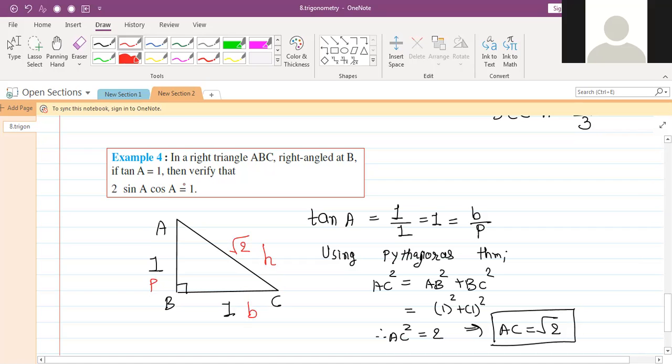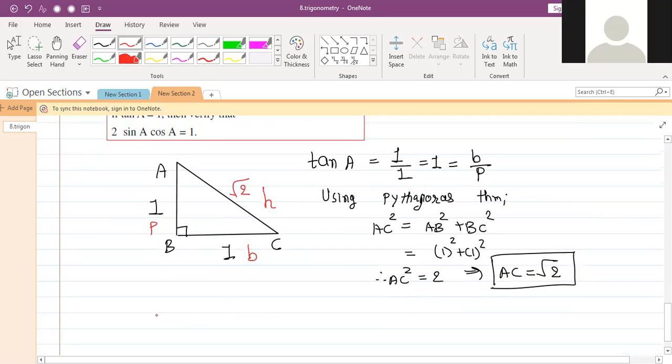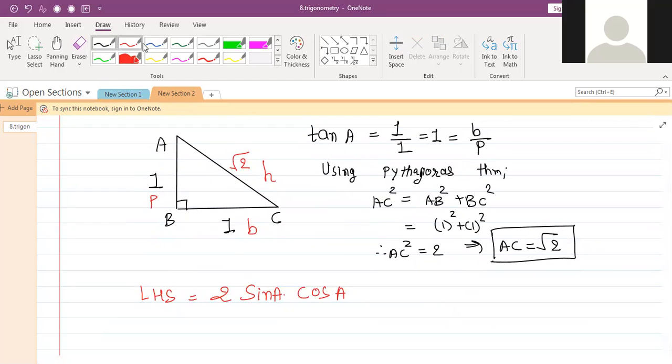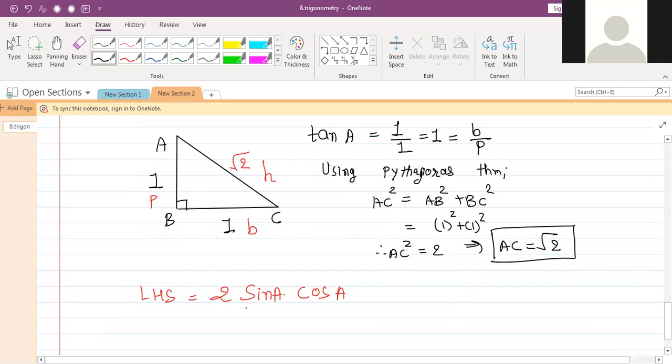Now in this question we have to verify that 2 sine A into cos A is equal to 1. So here we take the left hand side, that is 2 sine A into cos A, and then we have to check whether our answer is 1 or not. According to this figure, we can find the value of sine A.